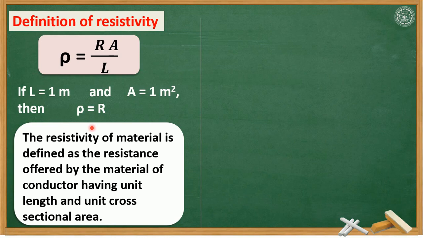The resistivity of a material is defined as the resistance offered by a material of a conductor having unit length and unit cross-sectional area. See here, from this information also, the specific resistance or resistivity of a material is actually the resistance of a conductor having unit length and unit cross sectional area.